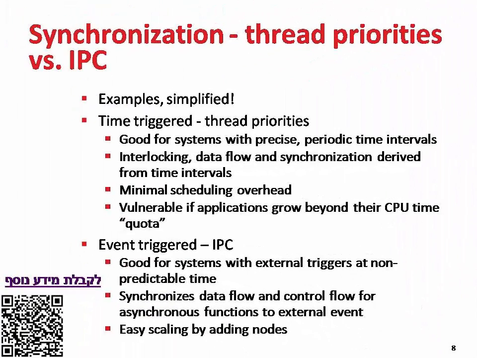If your system is time-triggered, characterized by precise periodic time intervals, and you exactly know the execution time of your interlocked control loops, thread priorities provide managed execution of your application with minimal overhead. Solely relying on priorities requires a deep understanding of the time constraints.